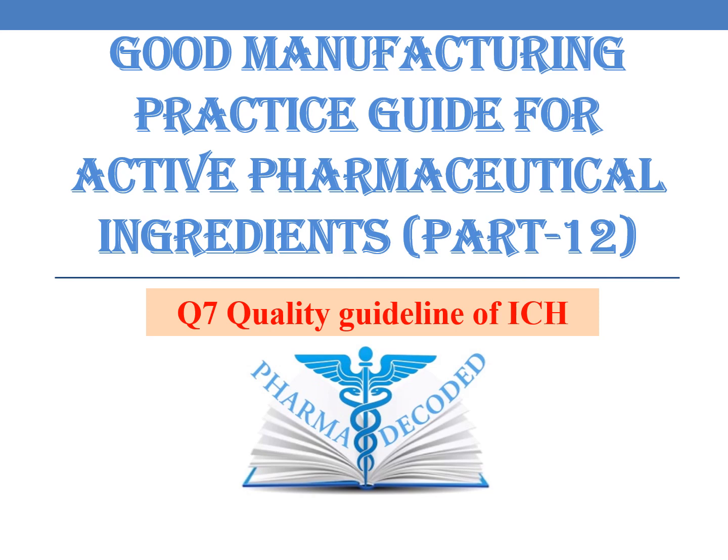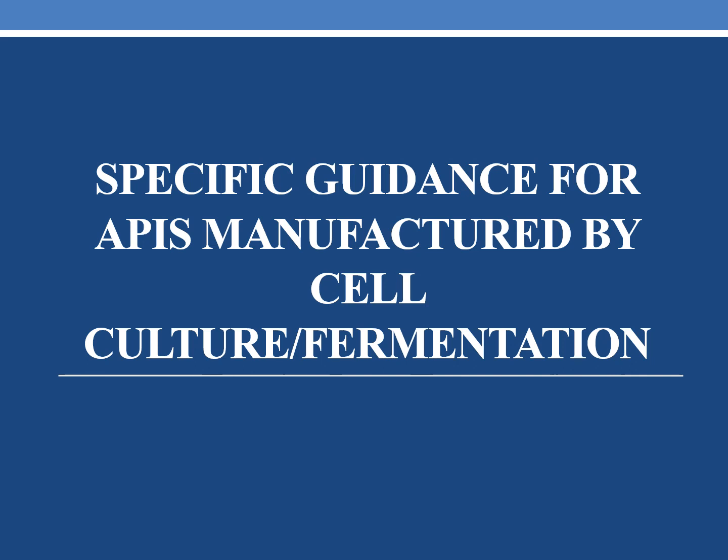Hello everyone, now let us discuss the Good Manufacturing Practice Guide for Active Pharmaceutical Ingredients, Part 12. This comes under the Q7 Quality Guideline of ICH. In this session, we will be discussing the specific guidance for APIs manufactured by cell culture or fermentation.